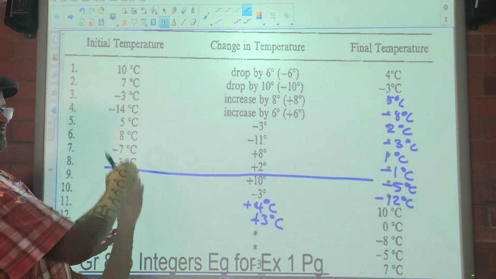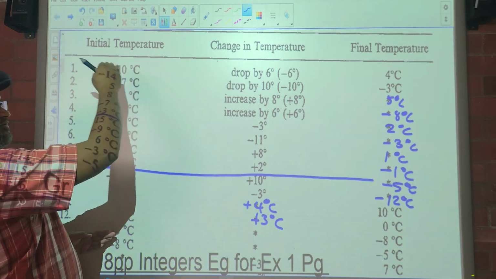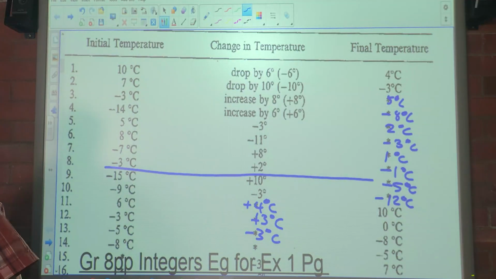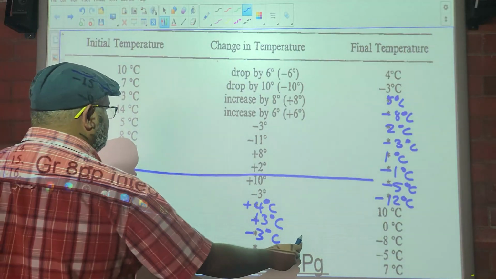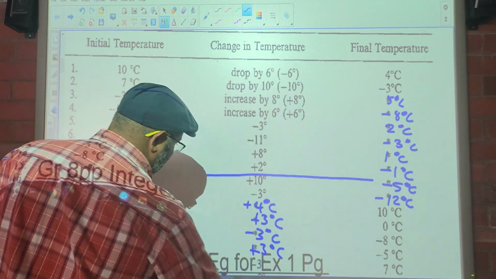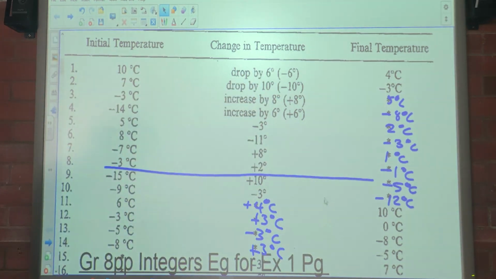And what's negative 5 to negative 8? How do we move from negative 5 to negative 8? Subtracting 3, not so, dropping by 3. Negative 8 to negative 5, so we're adding 3 degrees there. See any confusion thus far?